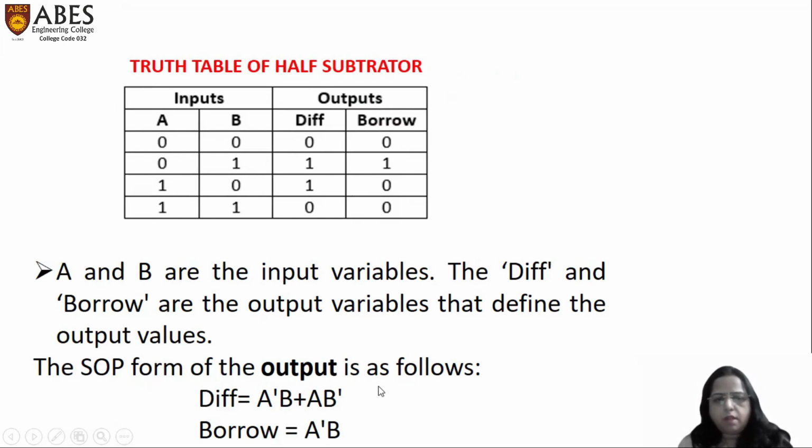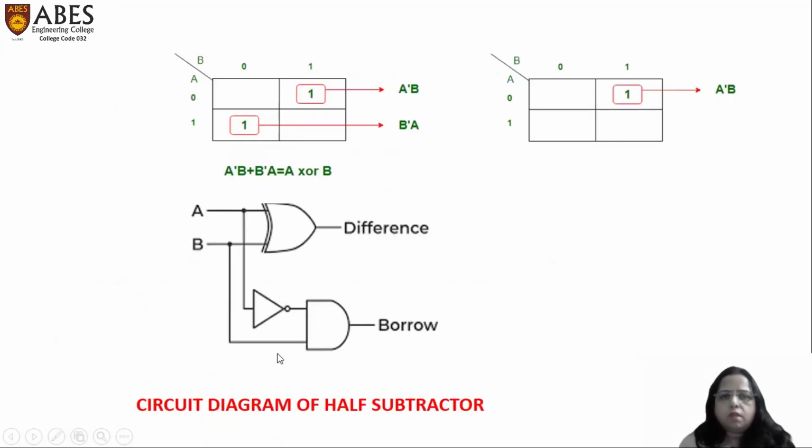So for A and B as the input variables, and difference and borrow as the output variables, the SOP form of the output is as follows: A bar B plus A B bar, as we can see from this truth table. A bar B plus A B bar are the two combinations where the value of difference is 1. For borrow, the value is 1 only for A dash B. Therefore, the value of borrow is A dash B.